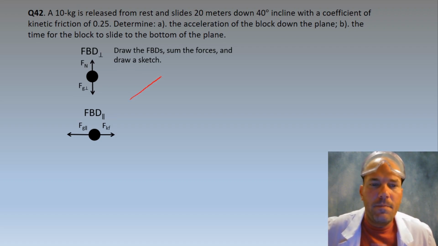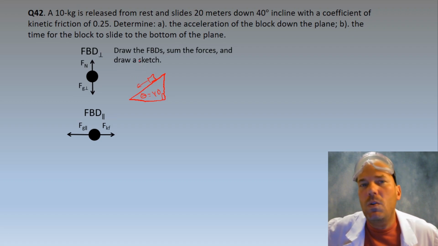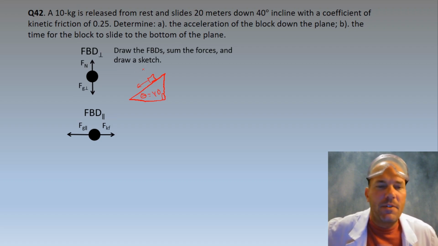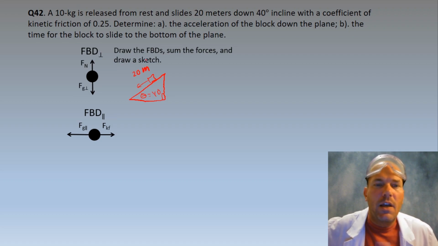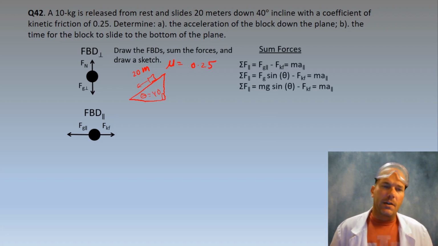So in this case here, if we were to sum the forces and do our free body diagrams here, we have our angle theta, and we are told that is equal to 40. So we have this object here, and it is at rest, and it's going to be sliding down this way, and the total displacement of this object down in parallel to the incline, we're told is 20 meters. We're also told that mu is equal to 0.25. Okay, so next we're going to sum the forces here.